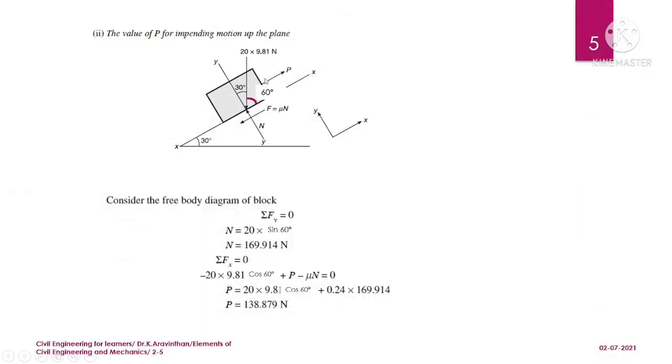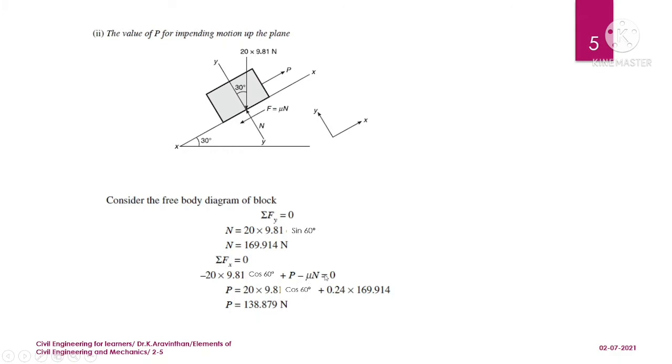The same thing we have to apply here, and this is our free body diagram. Everything is the same, but instead of the downward direction of P, you have to consider the upward direction of P. So let us resolve vertically and horizontally. Vertically, 20 into 9.81 sine 60 degree acts downward, and N acts upward. If you multiply, you get the same value as the reaction, that is normal. Resolving horizontally, you have plus P, and minus mu into N, that is friction.